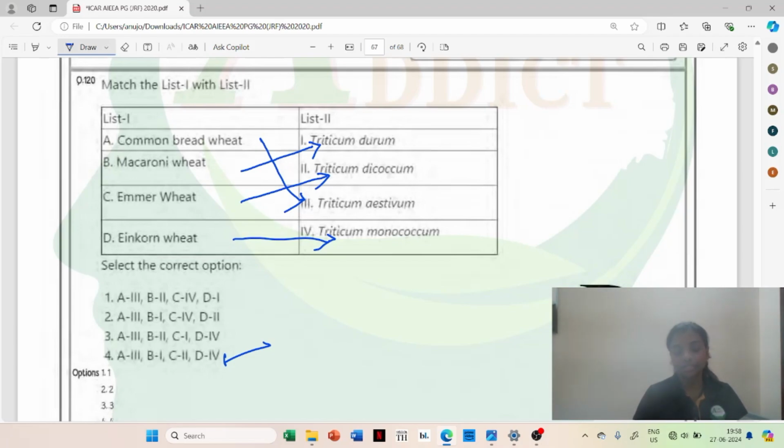So this is the question. I didn't explain much regarding the general agriculture questions because that is completely dependent on each year. The repetitive questions are very few. But anyway, try to prepare.